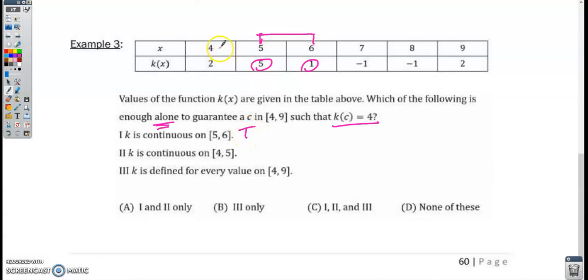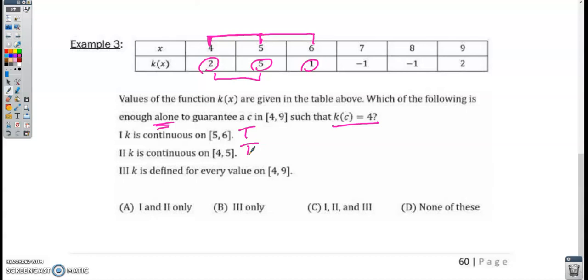Okay, let's do the same thing with the interval. k is continuous on [4, 5]. Again, that guarantees that I've got every value between 2 and 5. 4 is between 2 and 5. So that's true.